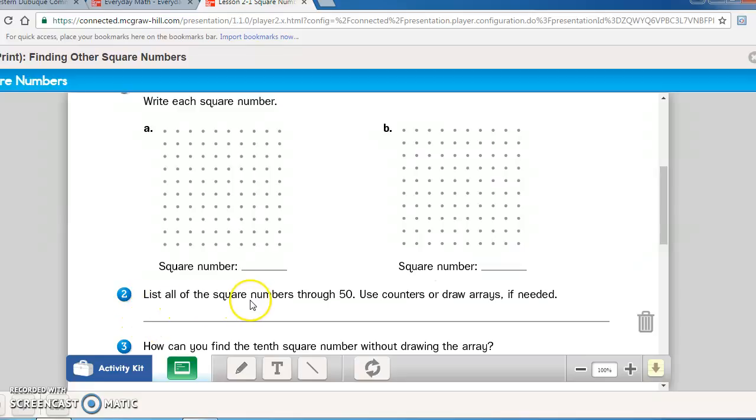Number 2 tells you to list all of the square numbers through 50. So you can use your counters or draw arrays if needed, or if you think you can do it mentally, go ahead and do that. Stop the tape again, do number 2, and raise your hand when you are finished.